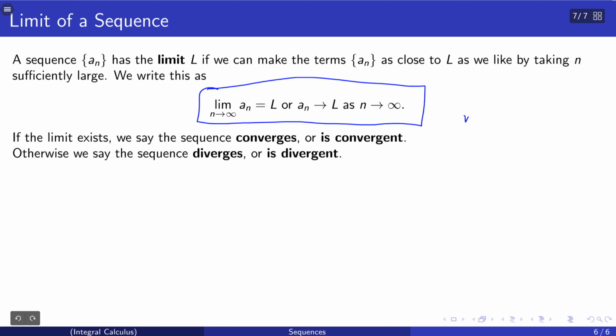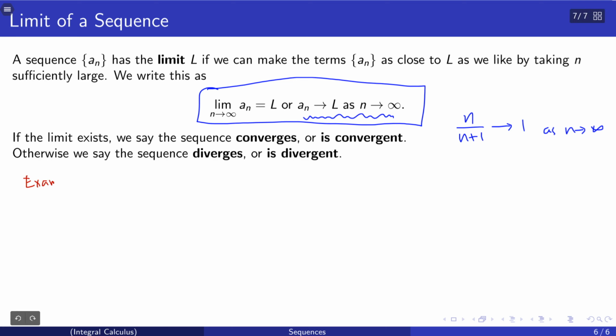So you can also say n over n plus 1 approaches 1 as n goes to infinity, using the second type of notation. And in this case, we're going to say the sequence converges or is convergent. If it doesn't have a limit, you're going to say the sequence diverges or is divergent.